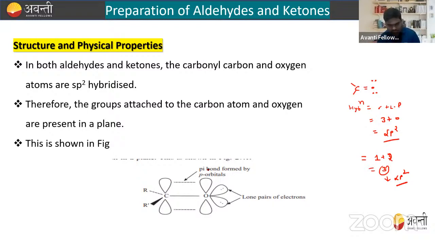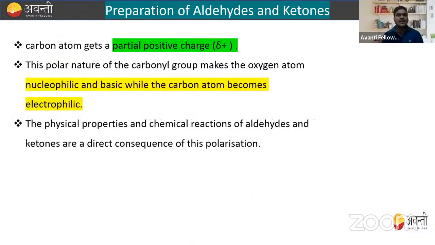This is the structure. The pi bond is formed between the p orbitals, and these are the two lone pairs of electrons of the oxygen atom, right? This is the lone pair. This is the carbon, which has only sp2 orbitals with sp2 hybridization. So this and this have a vacant orbital, right? This vacant orbital will make a bond with this vacant orbital, and these two lone pairs of electrons remain the same, right? So the pi bond is formed between the p orbitals. Now the carbon atom gets a partial positive charge.